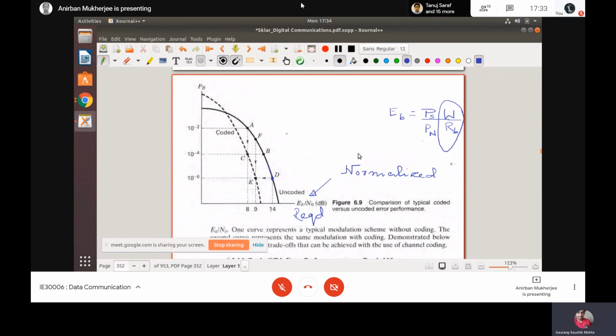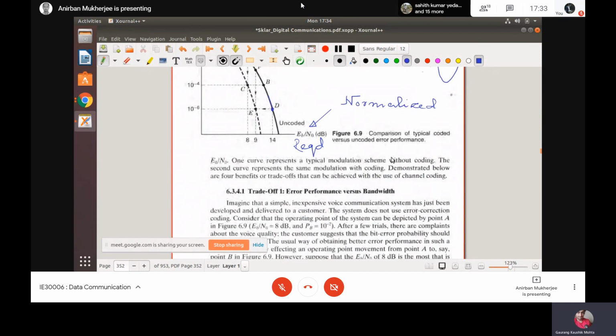Now the question is, that means there are certain trade-offs. Trade-off means error performance versus bandwidth. Say the system does not use error correction coding. Say the communication system is operating and it has not used the error correction coding, and say it is operating at point A.